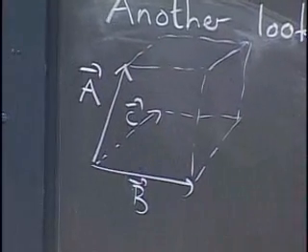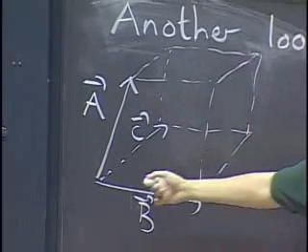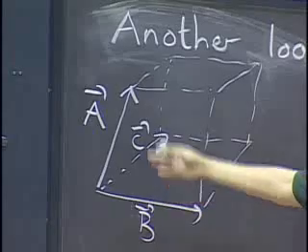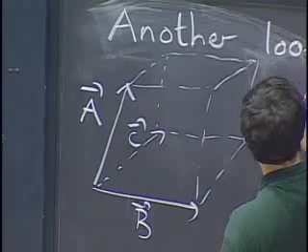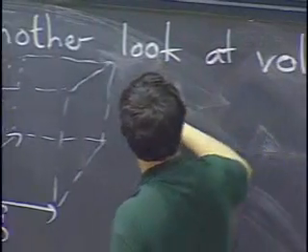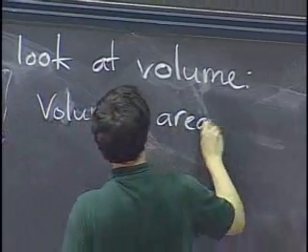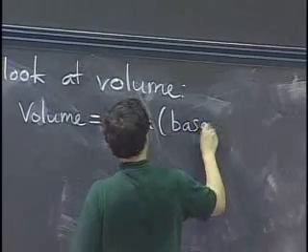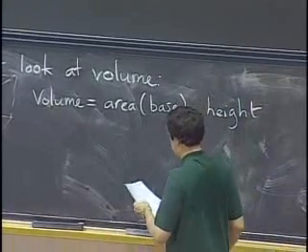Okay? So probably you know that the volume of a parallelepiped is the area of a base times the height. Okay? So, sorry, the volume is the area of a base times the height. How do we do that in practice?